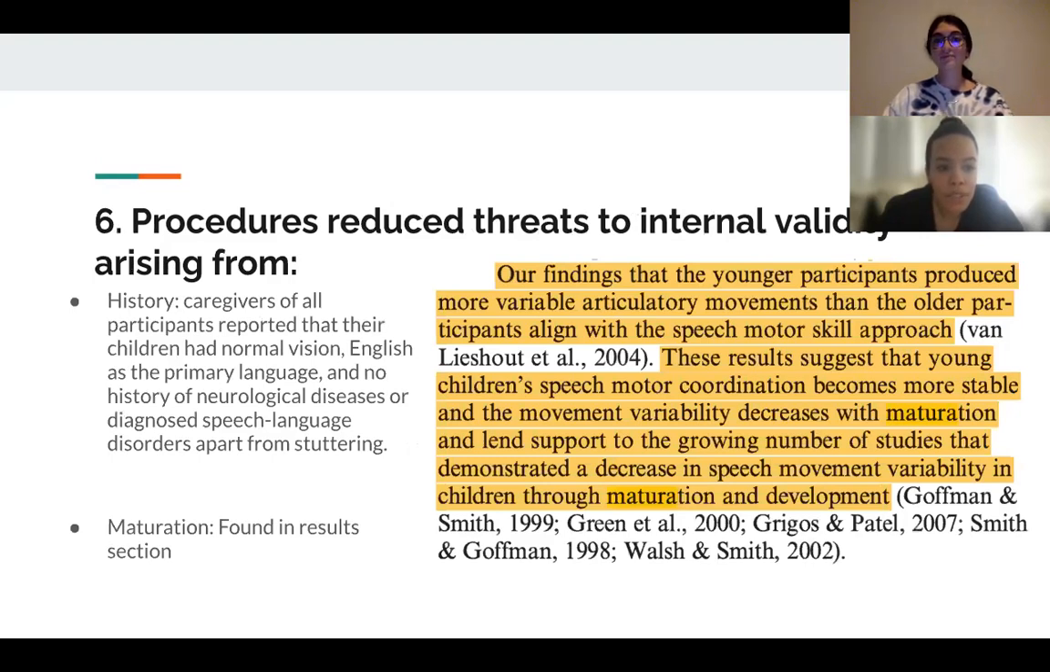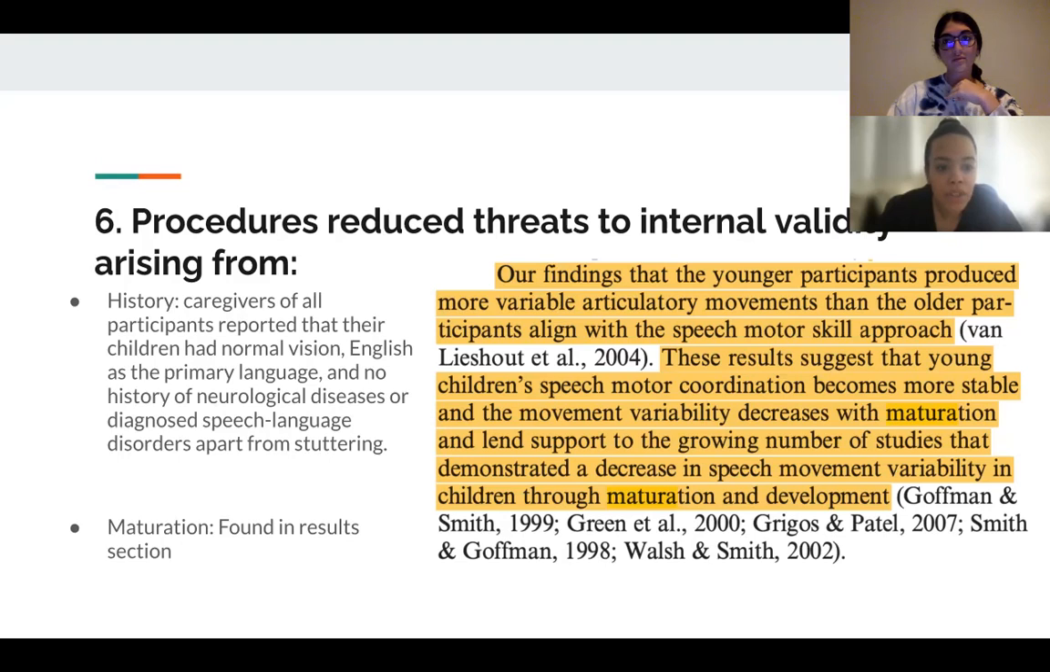So the procedures reduce threats to internal validity arising from history and maturation. In regards to history, the caregivers of all participants reported that their children had normal vision, English as the primary language, and no history of neurological diseases or diagnosed speech language disorders apart from stuttering.